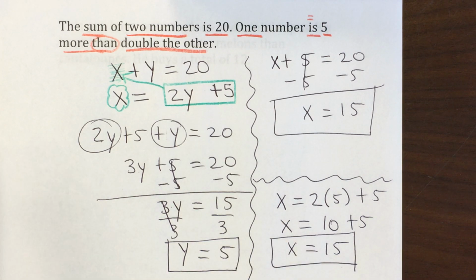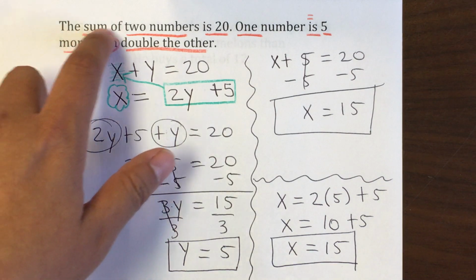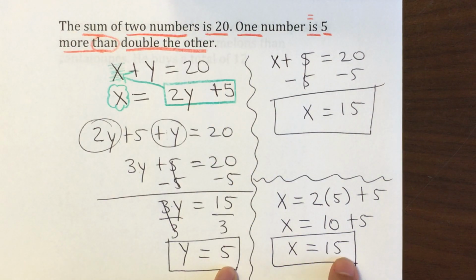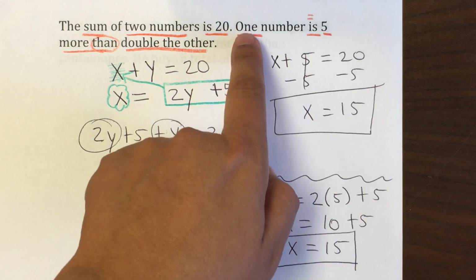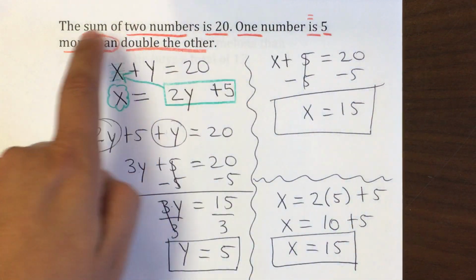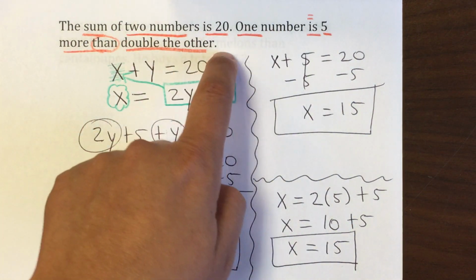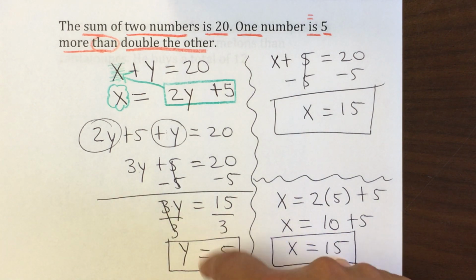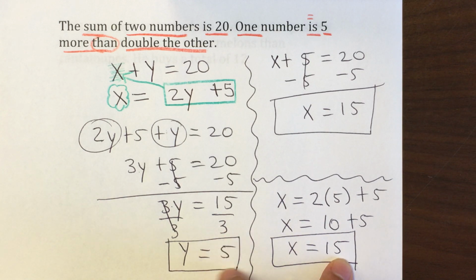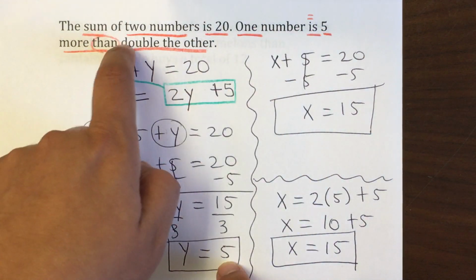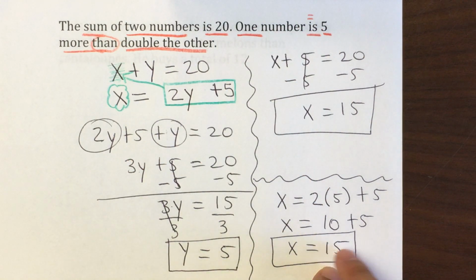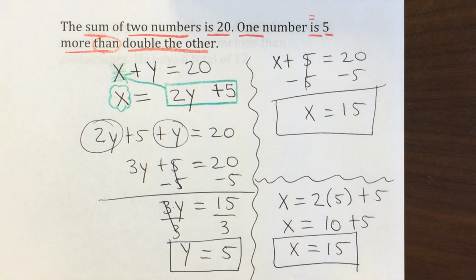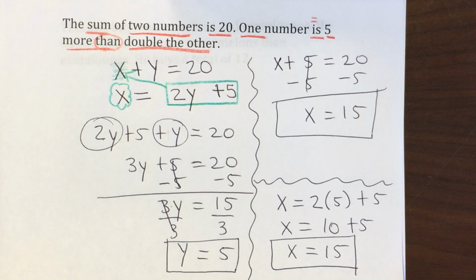Now let's see if it checks with what it says in here. The sum of two numbers is 20. If I add them, is that equal to 20? Yes, because 15 plus 5 is 20. Then it says one number is 5 more than double the other. So I have to double the other one. Double 5 is 10, and it's 5 more than that. So 10 plus 5, 15. So yes, it makes sense for both of them. Okay.